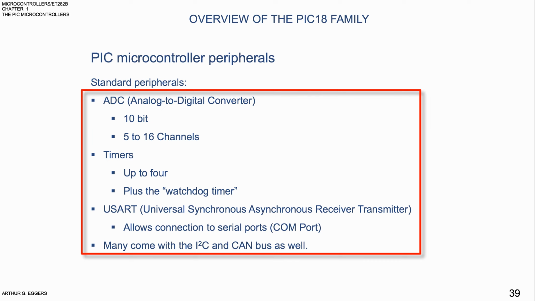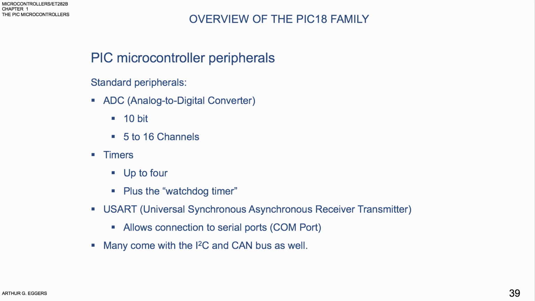All the members of the Pic18 family come with an analog to digital converter, timers, and the USART, Universal Synchronous Asynchronous Receiver Transmitter, as standard peripherals. The ADC is 10-bit, and the number of ADC channels in each PIC varies from 5 to 16 depending on the number of pins in the package. The Pic18 can have up to 4 timers besides the watchdog timer. We'll examine the timers later. The USART peripheral allows us to connect the Pic18 base system to serial ports such as a COM port of the PC, and we'll see that again later. Many of the Pic18 family members come with the I2C and CAN bus as well.